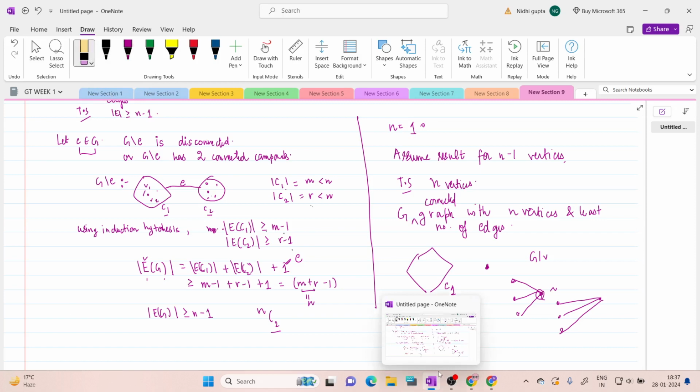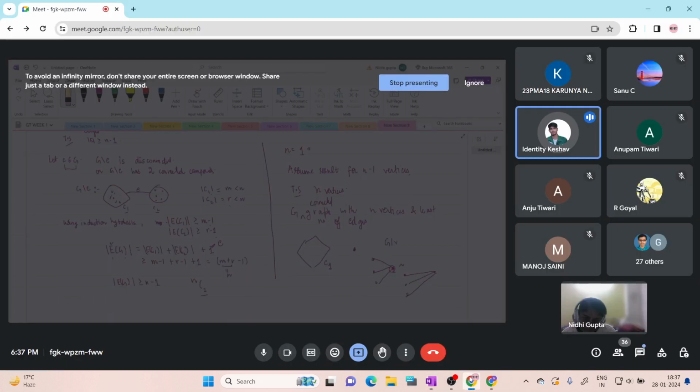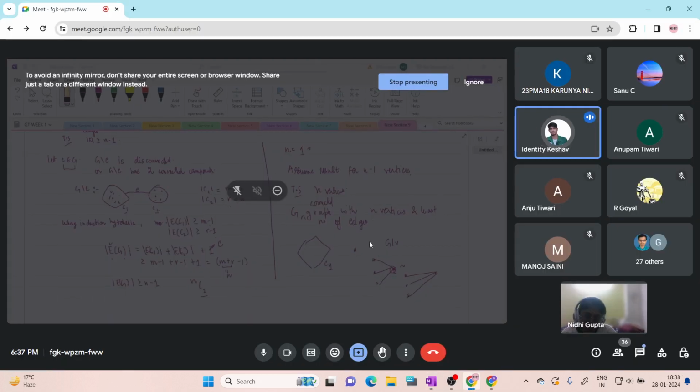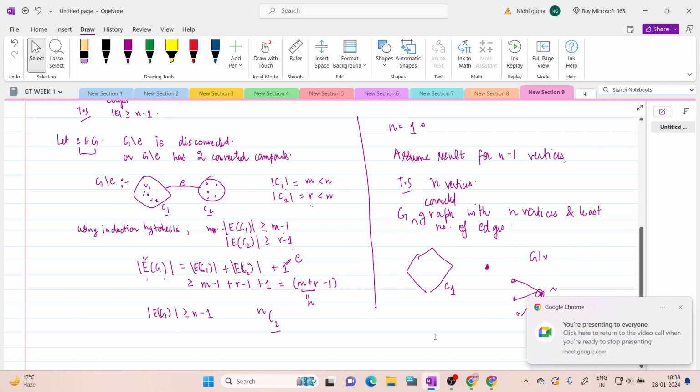Ma'am, for the degree case, the minimum degree should be greater than or equal to n minus 1 by 2. Then the graph will be connected. That is for the degree. One related question: would you be sharing this OneNote file with us? Yes, the PDF. Thanks.